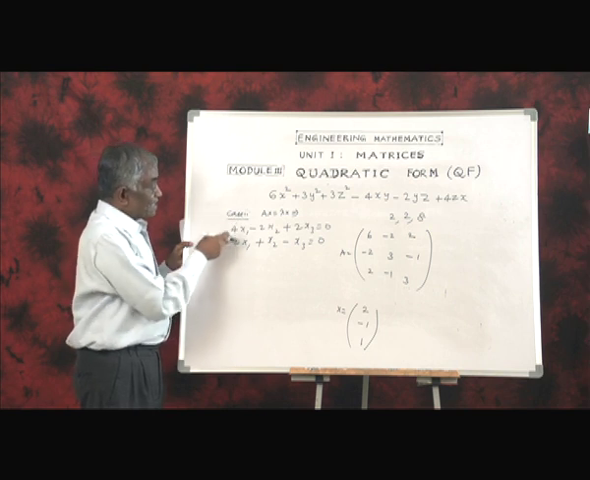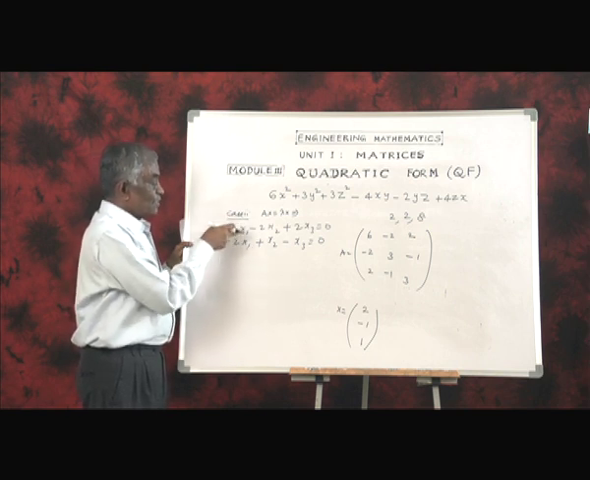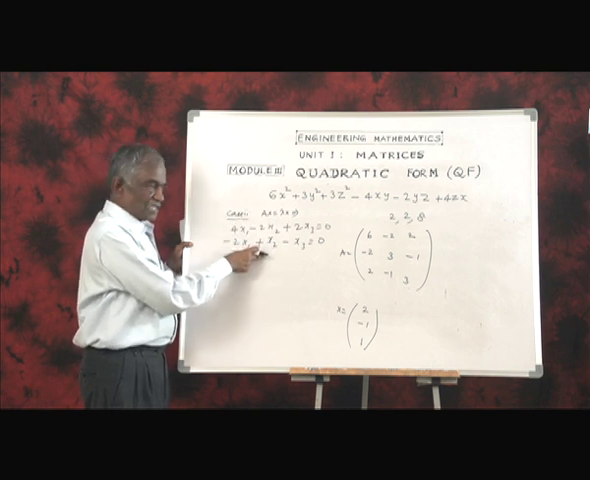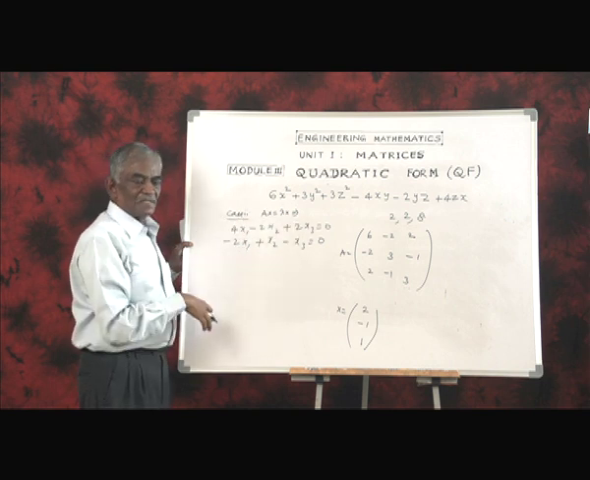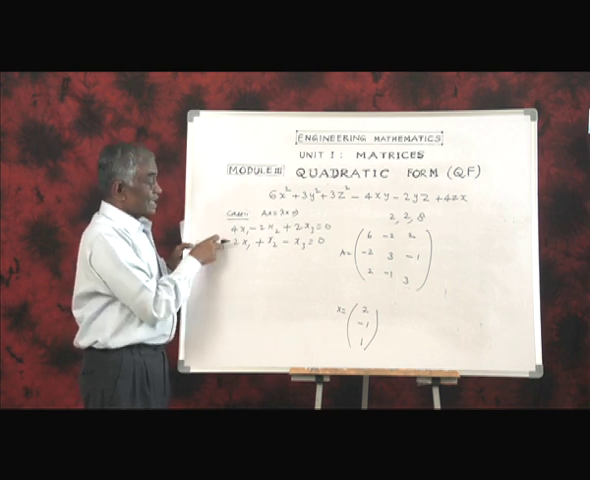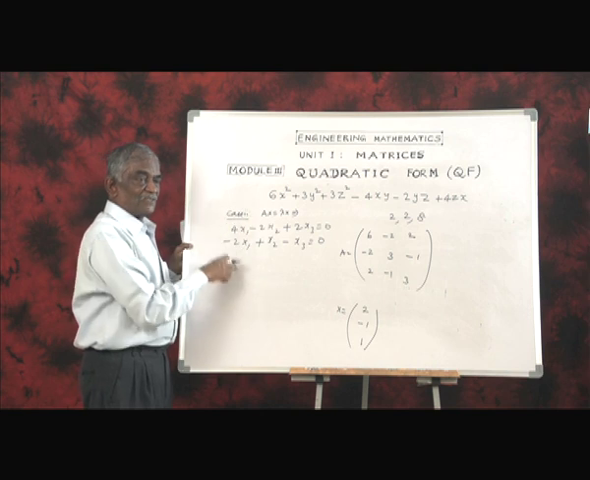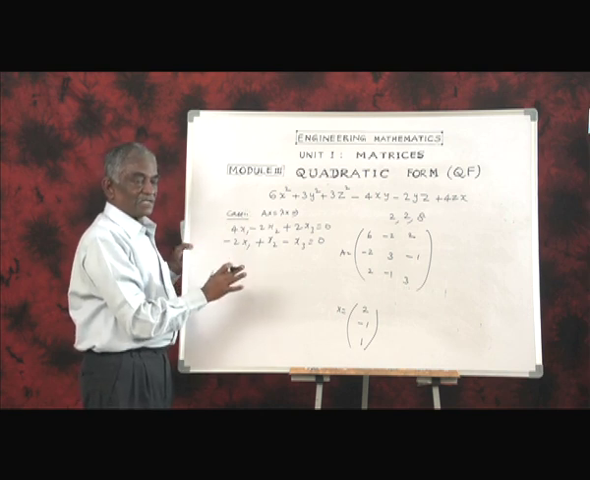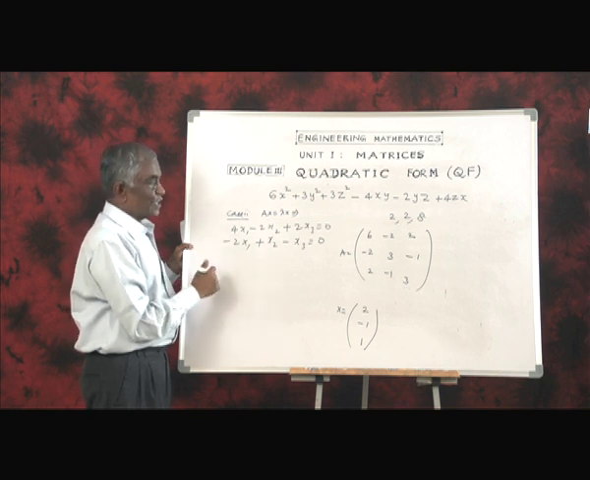These two equations are the same. How? Because the ratios are equal: 4 by minus 2, that is minus 2; minus 2 by 1, that is also minus 2; 2 by minus 1, that is also minus 2. Therefore, these two equations are one and the same. In other words, the second equation is obtained by dividing the first equation by minus 2. So necessarily we have to write the third equation. We are forced to write the third equation.